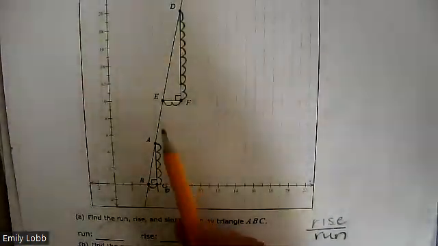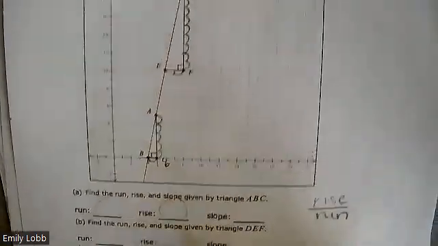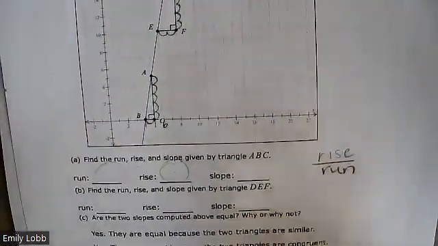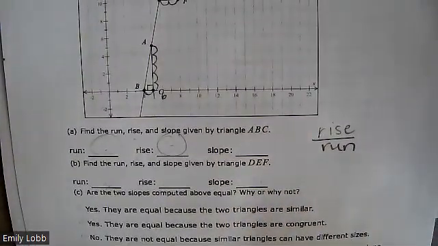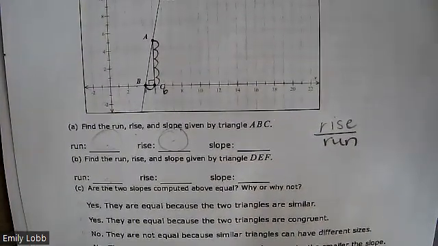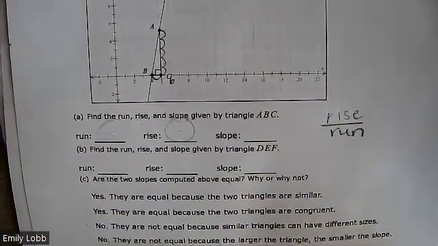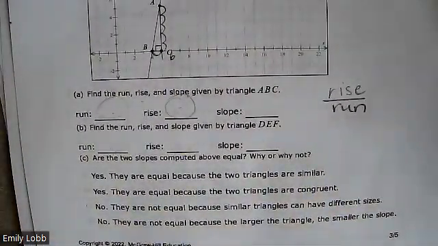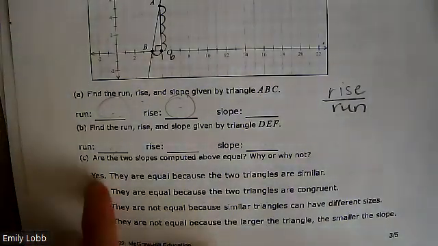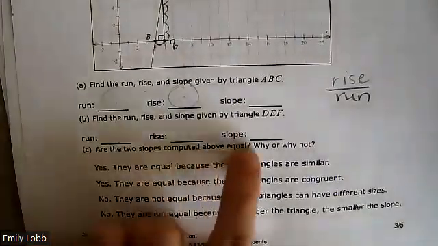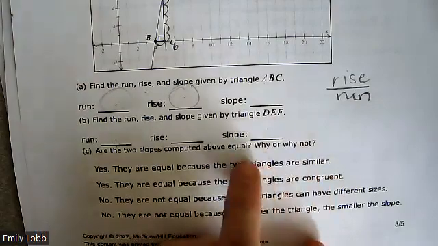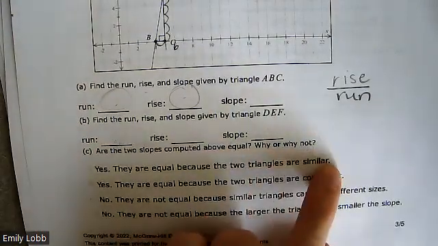So you had your run of EF, your rise of FD, and then your rise divided by your run is your slope. Anybody need a minute? Now for part C, are the two slopes you figured out similar or are they equal? Why or why not?